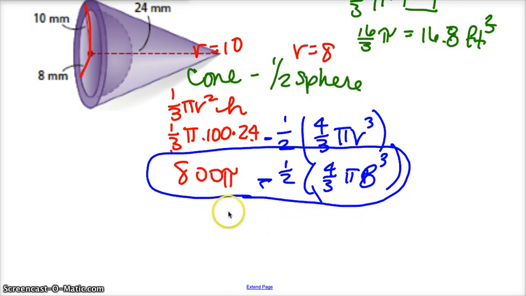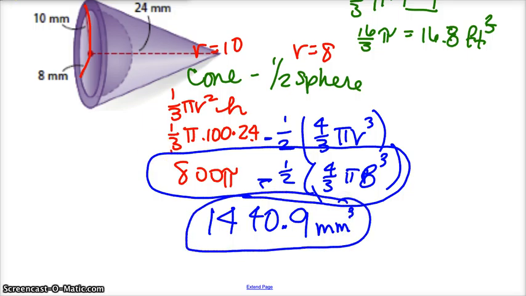So I'm going to do 800 pi minus 0.5 times 4/3 times pi times 8 to the third. And I ended up with a pretty big number, which kind of makes sense because the height of this thing was 24. I got 1,440, rounded to the nearest tenth, millimeters to the third.